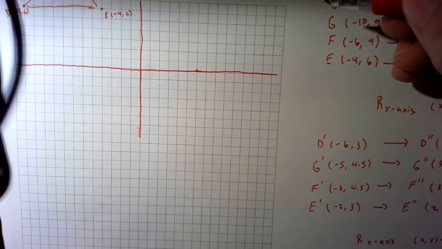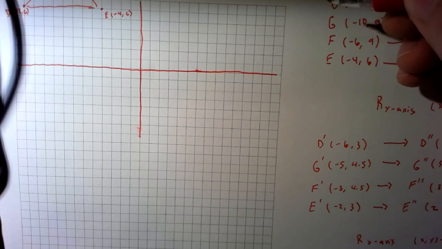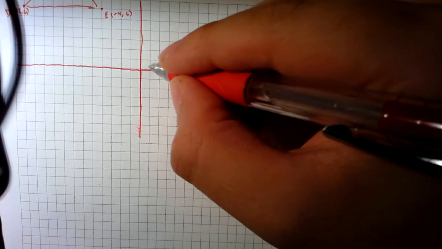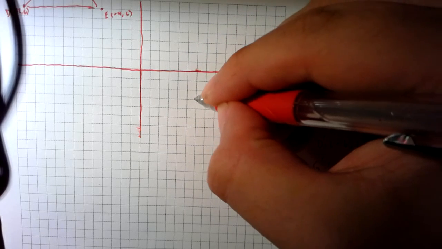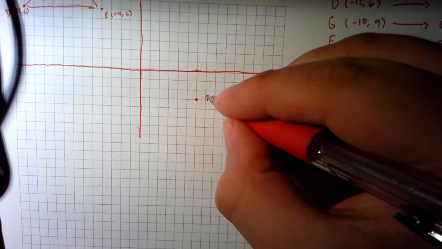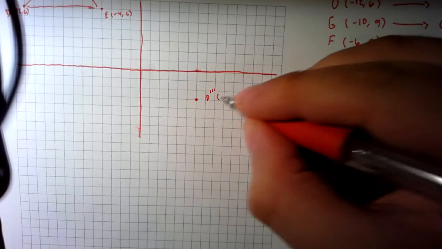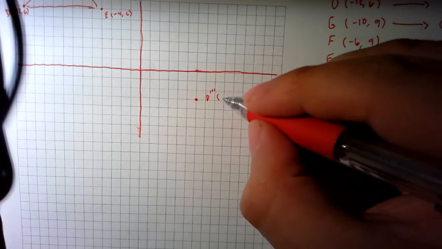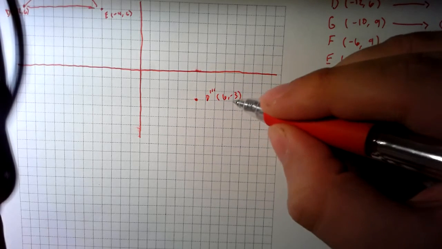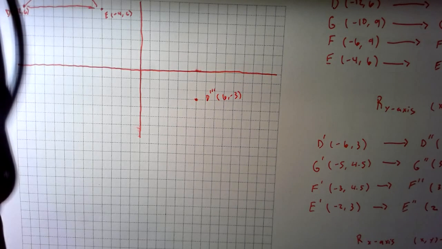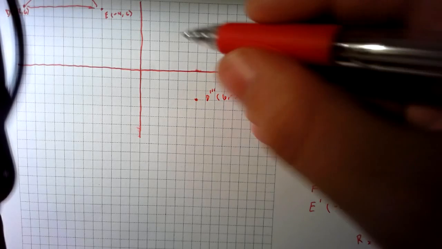Alright, so let's see. That's 6, negative 3, so that would be on this side. 2, 3, 4, 5, 6. Okay, that's D triple prime. And of course, when you write your answer, make sure that you write it with the coordinates there. 5, negative 4.5.